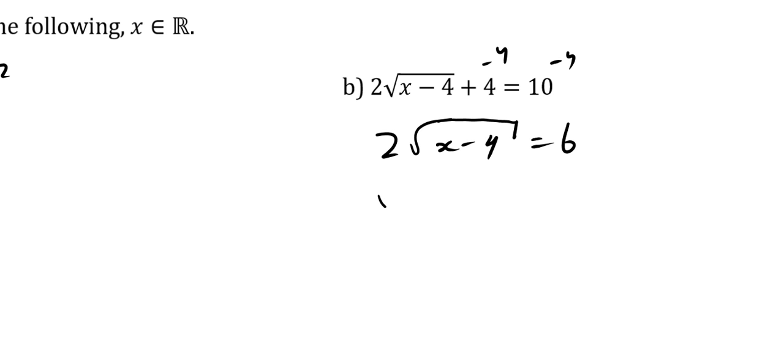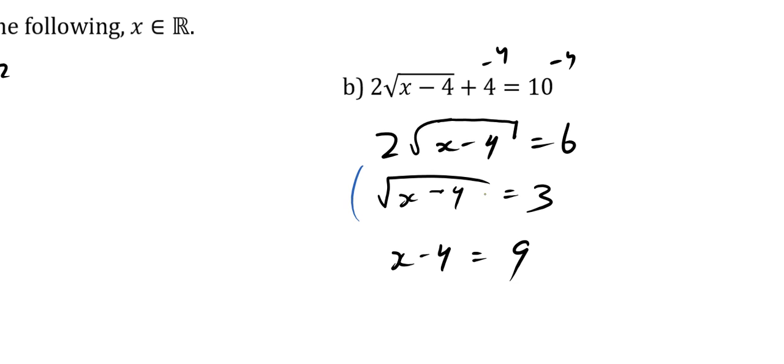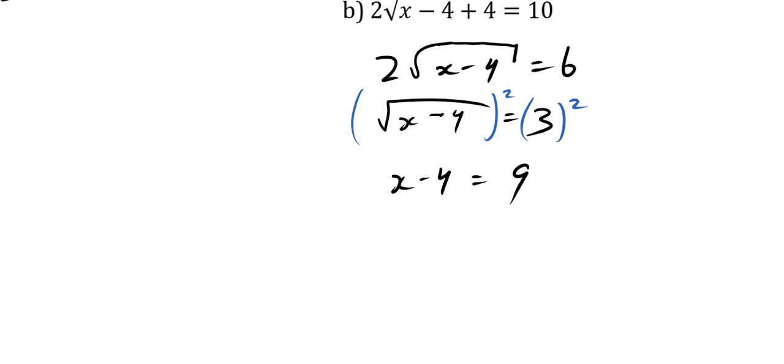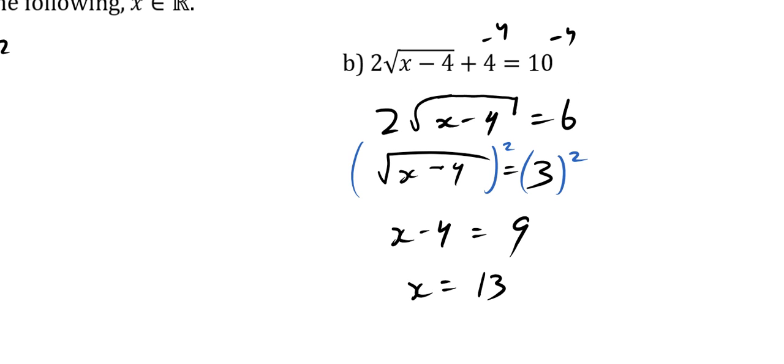And then divide both sides by 2. And then what do we do? We square both sides. And now I add 4 to both sides. And again, I can do a quick left side, right side check. 13 minus 4 in the left side up there is 9. Square root of 9 is 3, times 2 is 6, plus 4 is 10. That's the right side. We're all good.